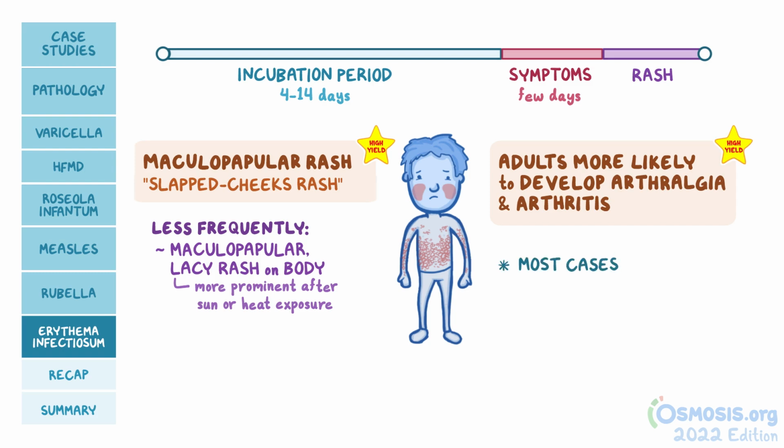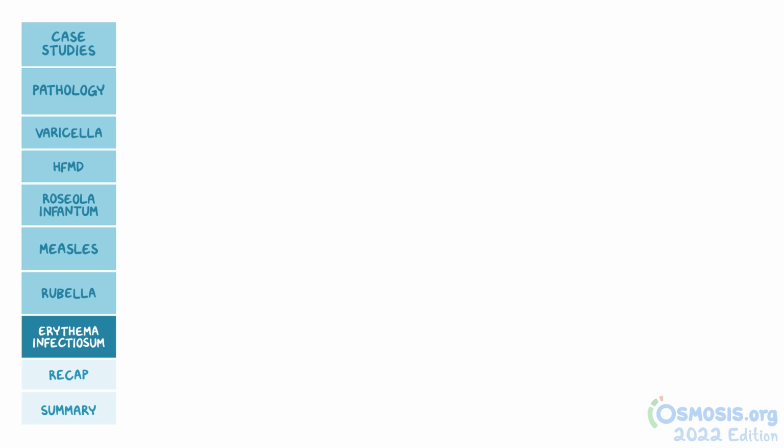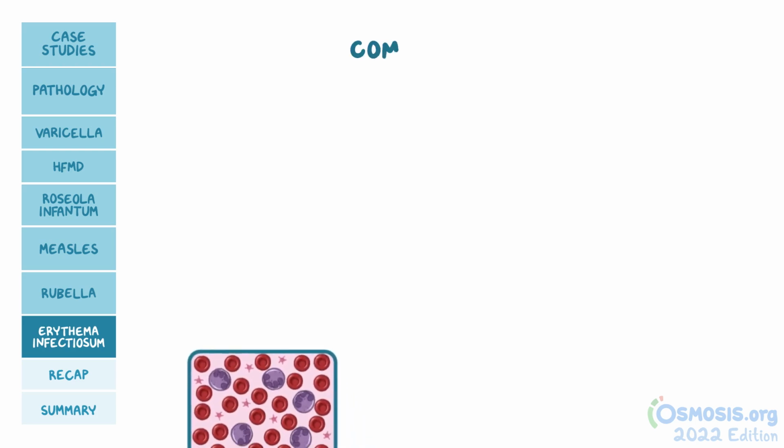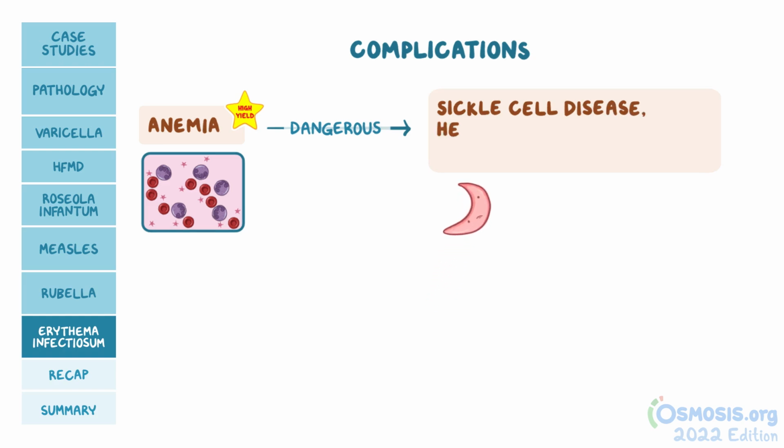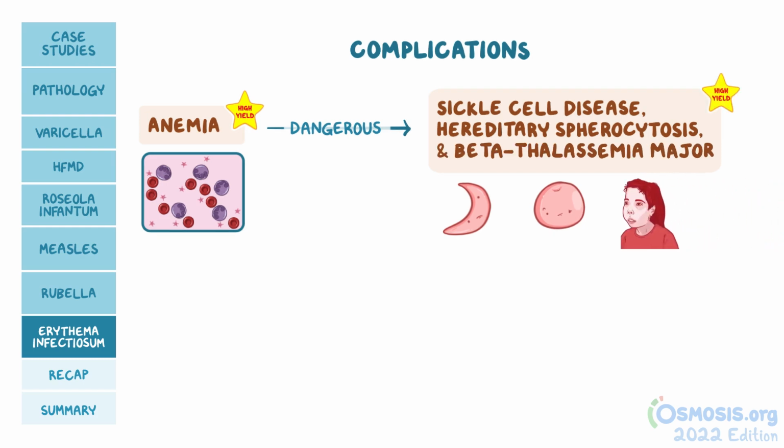Luckily, most cases of erythema infectiosum resolve in a week. In a few cases, though, parvovirus B19 infection can lead to complications like anemia due to a decreased red blood cell production in the bone marrow. This is particularly dangerous in individuals who have underlying conditions, like sickle cell disease, hereditary spherocytosis, and beta thalassemia major. Because they already have fewer red blood cells, parvovirus B19 infection can cause transient aplastic crisis, or shutdown of red blood cell production in the bone marrow.